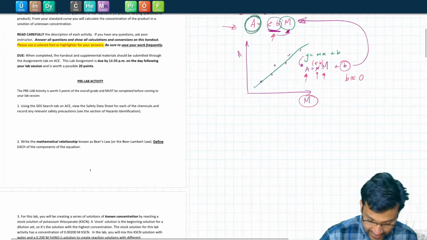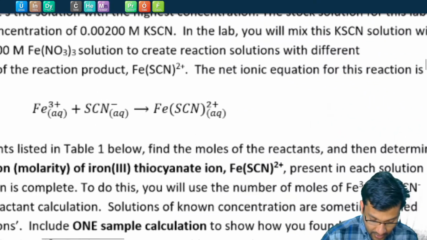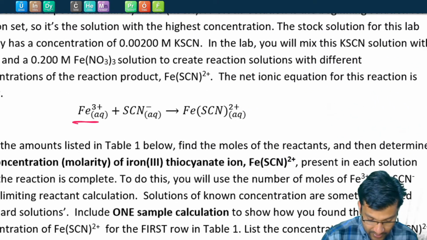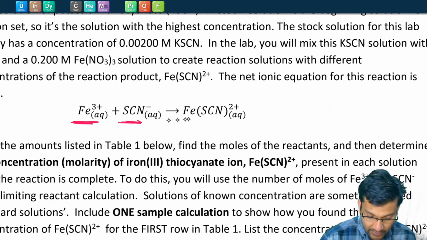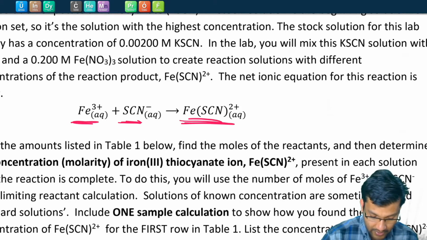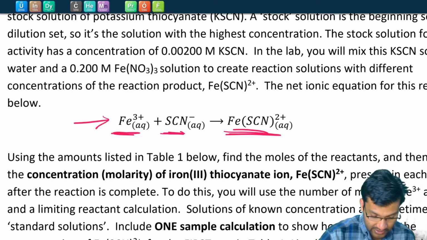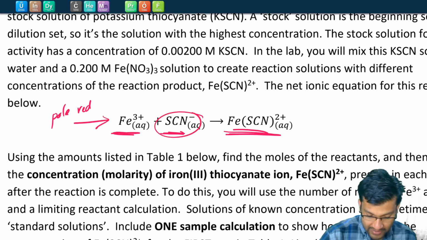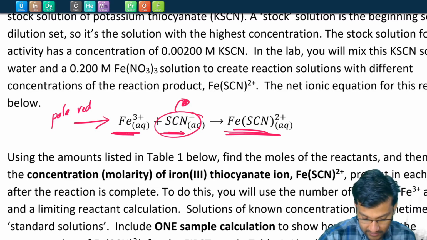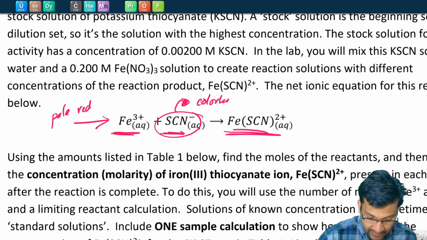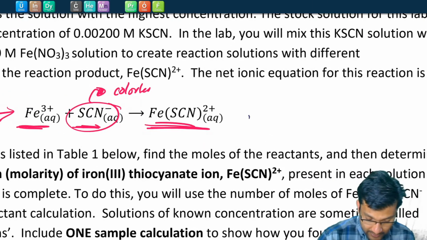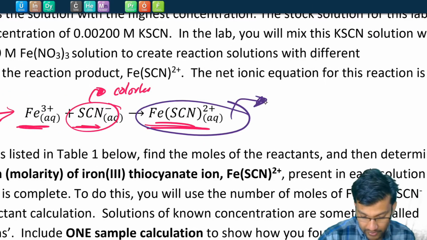So how do we go about doing that? Well, we can create that ion using this reaction. Iron 3+ and SCN- react together to form this compound. Iron 3+ solution comes from iron nitrate, which is a pale red solution. This SCN- is going to be colorless. And then when they react to form the product, this is going to be a very deep red. This is the deep red ion that we're looking for.